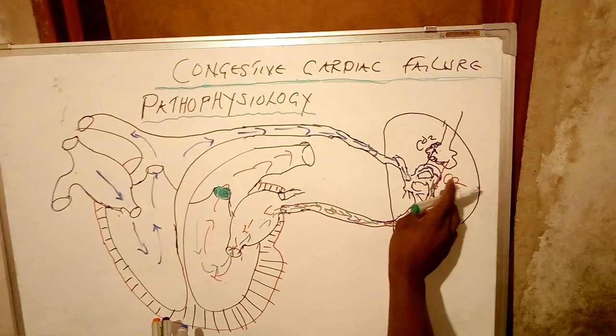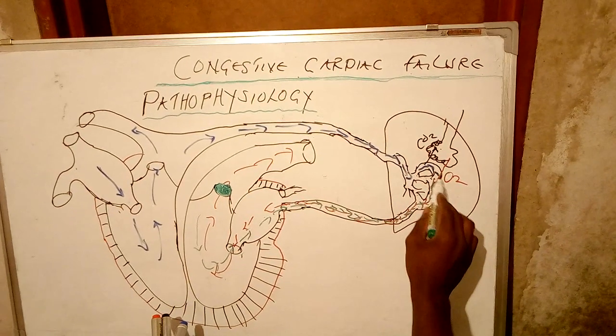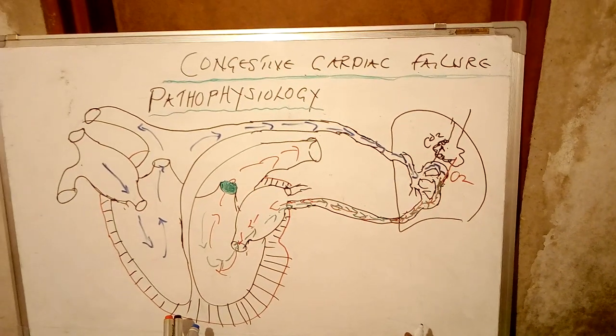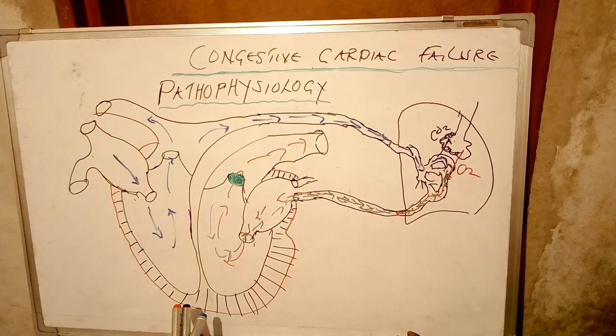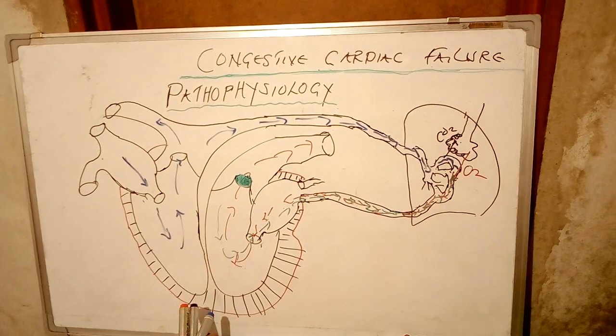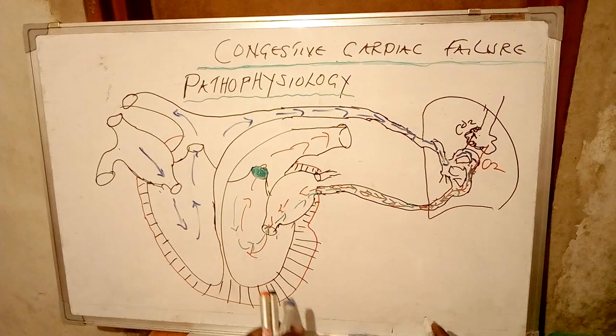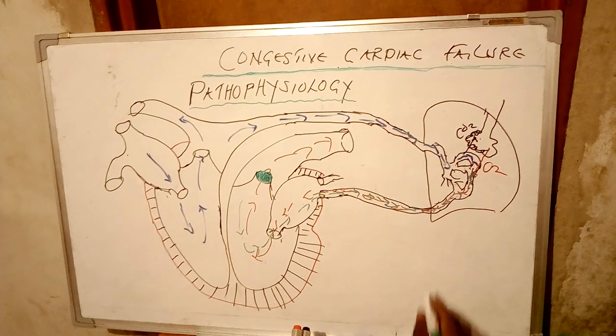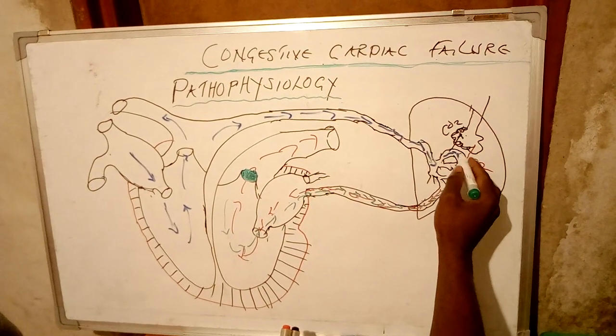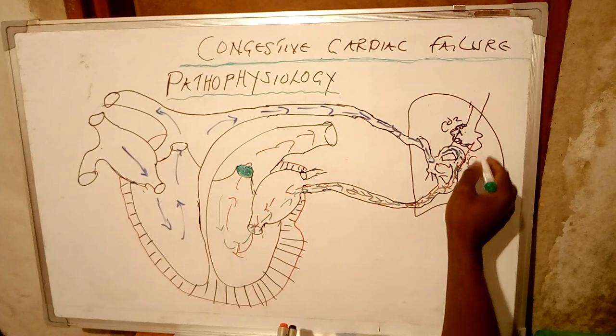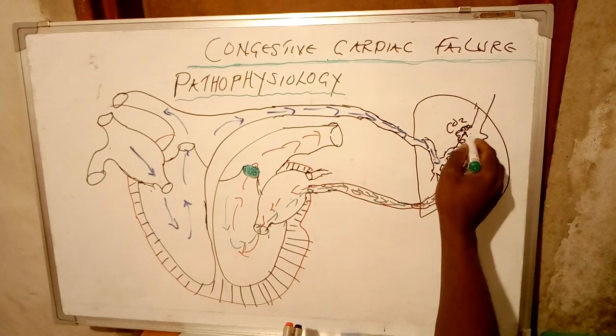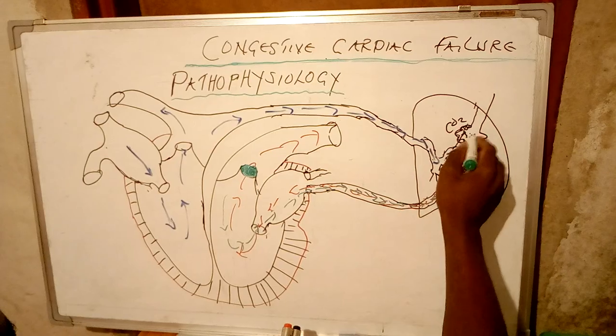And if the blood builds up in the lungs, there'll be increased capillary permeability, okay? If there's increased capillary permeability, fluid starts leaking into the interstitial spaces as well as into the alveoli, okay?